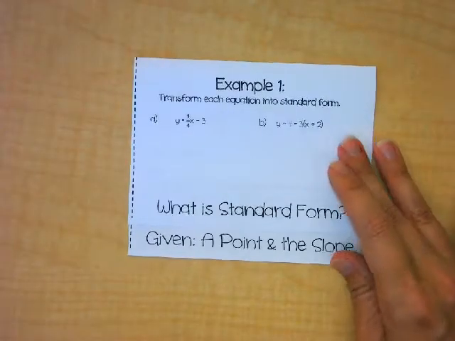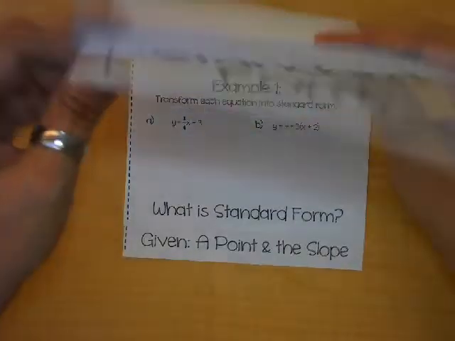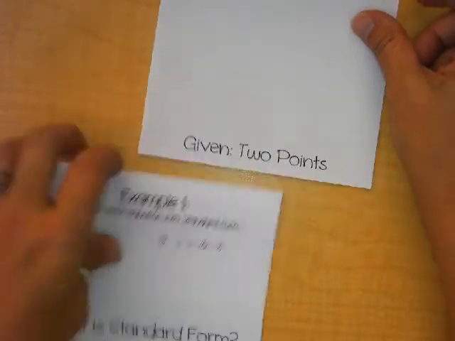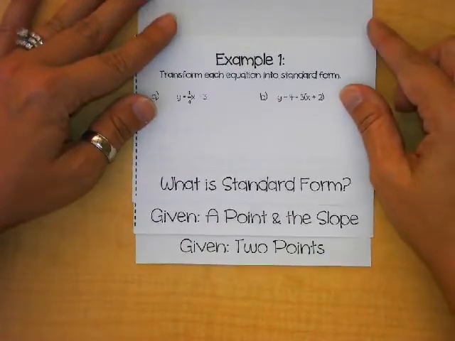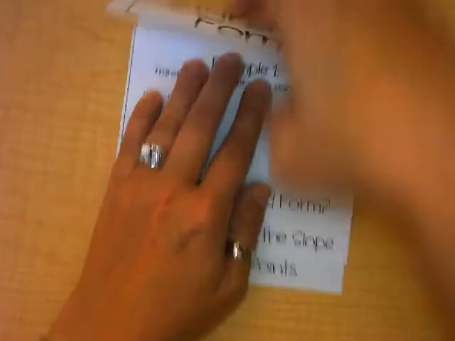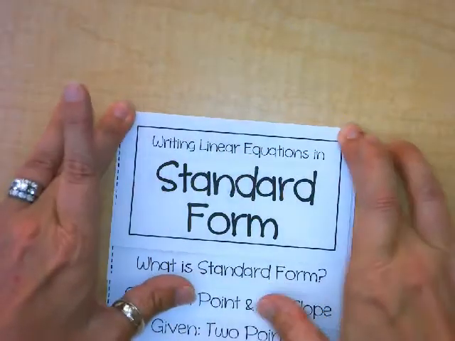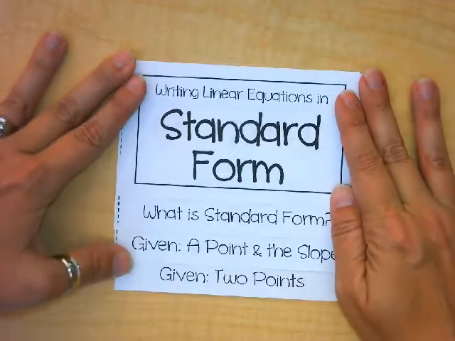Then you'll take your other paper that says standard form, we're going to flip it over and it says given 2 points at the bottom. We're going to line up the paper we just folded right above given 2 points. We're going to fold that down, and now we have a standard form foldy.